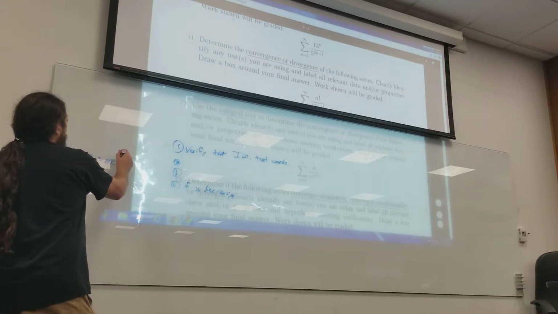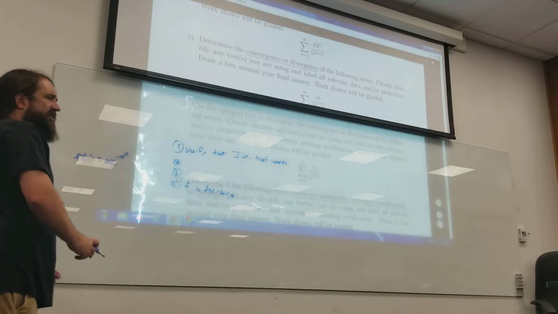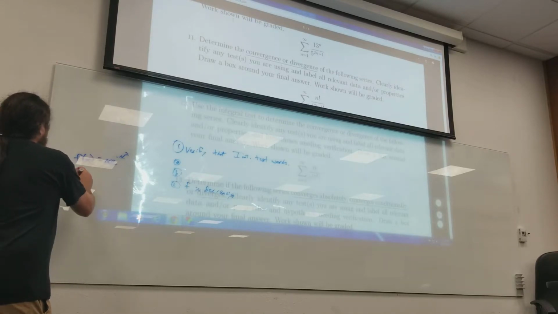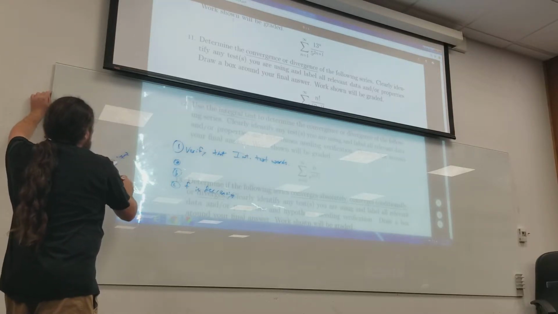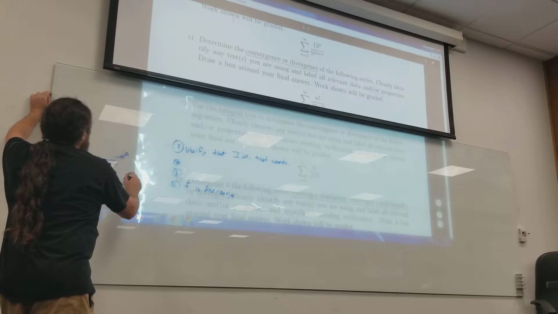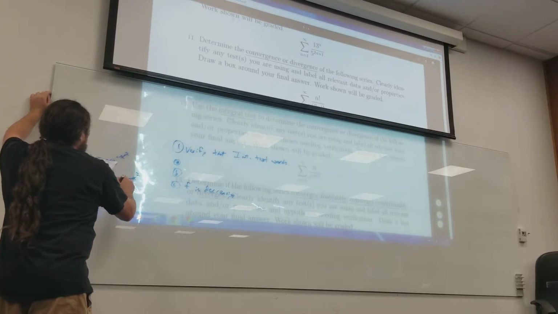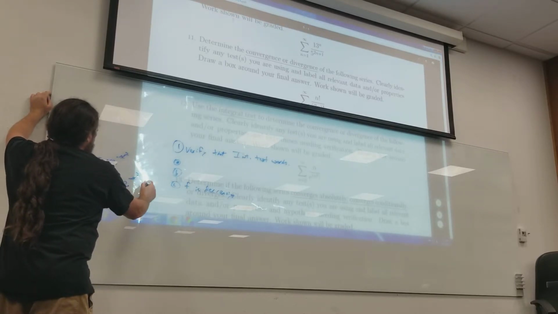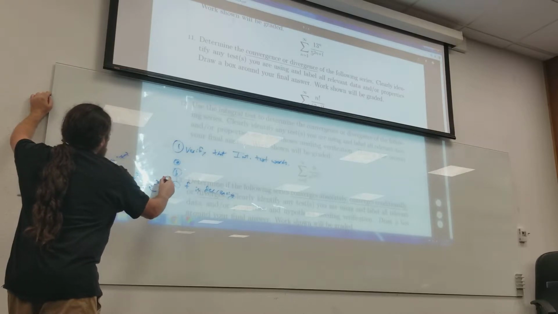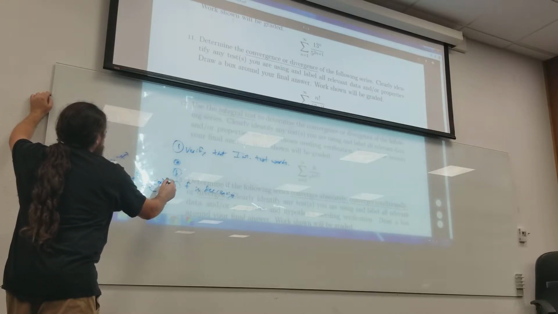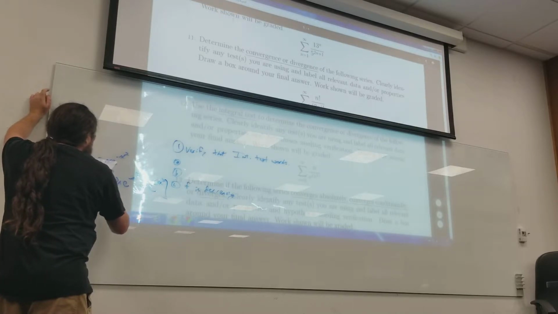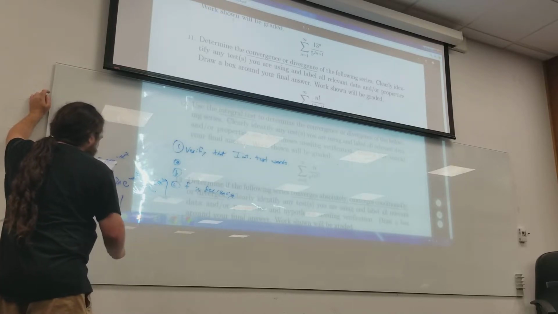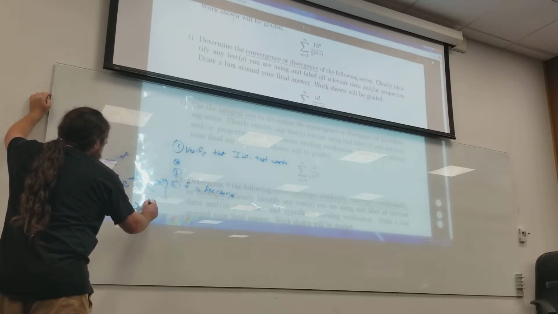X times e to the negative x squared, I guess is what we're looking at. Okay, so f prime of x is, well, first times derivative of the second, e to the negative x squared times negative 2x, and then second times derivative of the first would be e to the negative x squared. Okay, so what I've got is e to the negative x squared that can be factored out, and I've got 1 minus 2x squared.